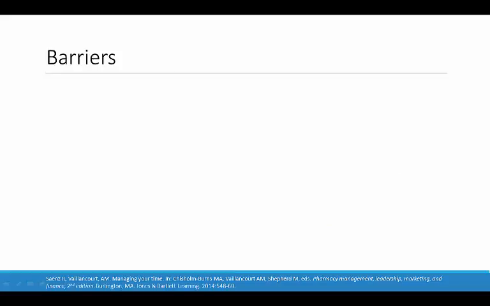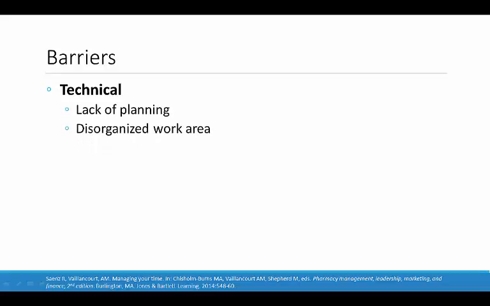So what are some barriers? Obviously there's some lack of planning. Having a disorganized work area is a technical barrier as well. It's one of these things where if you don't know where things are, you spend time looking for stuff. If you ever get really serious into quality improvement or process improvement, maybe you'll take a course on Six Sigma or Lean Six Sigma, and you'll hear phrases like everything has a place and there's a place for everything.